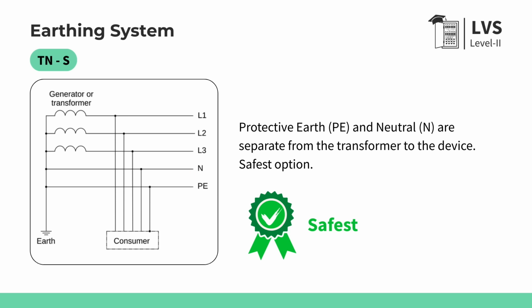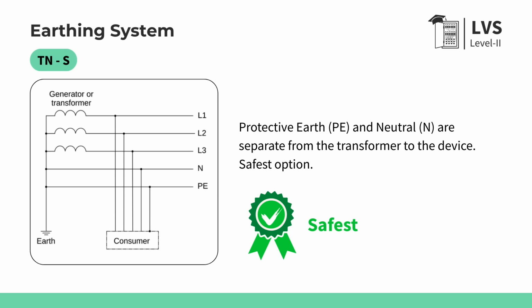Now let's finally get back to the safest system, the TNS system. In TNS system, neutral and protective earth are separate conductors from the transformer itself. There is no combined PEN conductor at any point. Here is the real world example. Large industrial plants, data centers, hospitals, these often prefer TNS system. From the transformer secondary winding, one conductor is neutral, another completely independent conductor is protective earth.